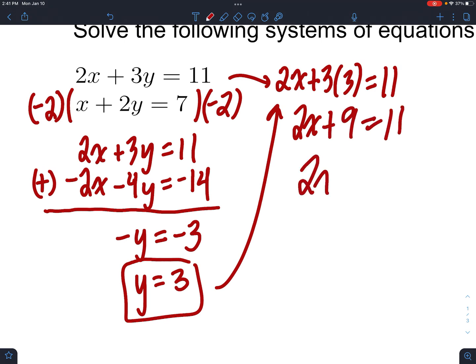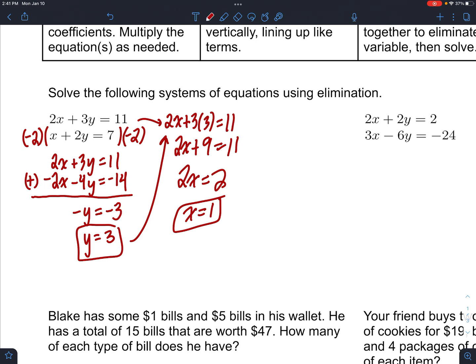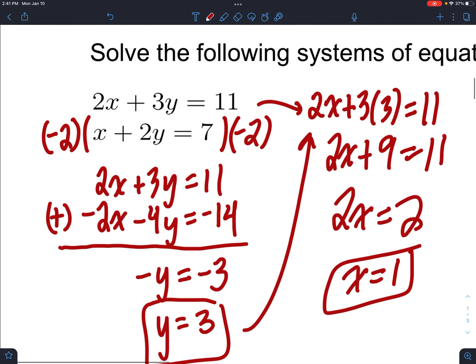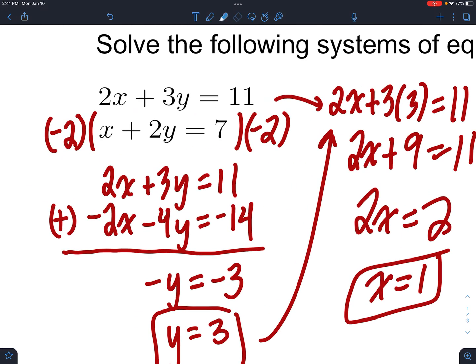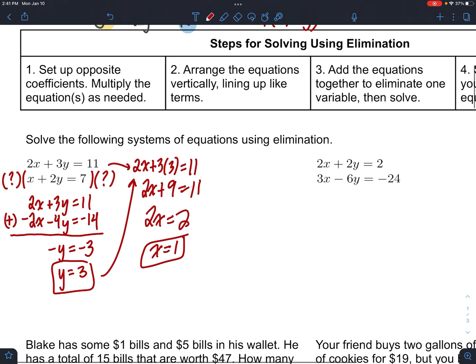Doesn't matter which equation you pick, you'll always end up getting a solution once you plug back in. That's elimination. That's it. So the tricky new part is this first step of how do you know when you're at this step? What do you multiply by so that you get elimination? That's the tough part.